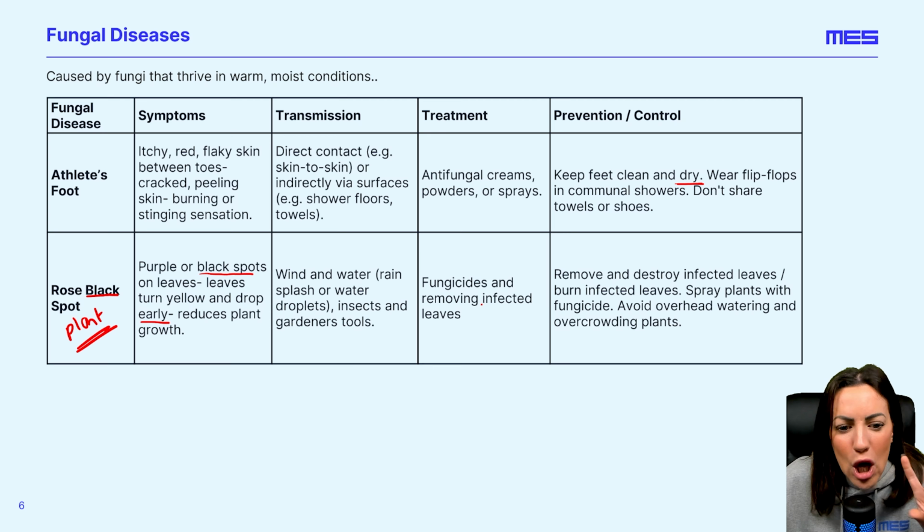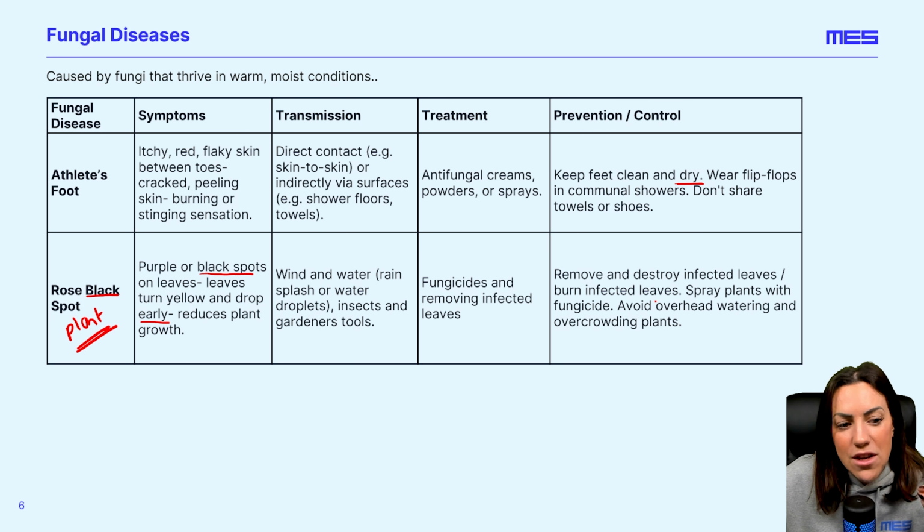So when you see any purple or black spots appearing, you can remove those leaves, discard those leaves, or burn those leaves. Prevention and control of the spread. Obviously, as we've said, you'd remove and destroy any infected leaves or burn those infected leaves. You'd use your fungicides to kill the fungus.